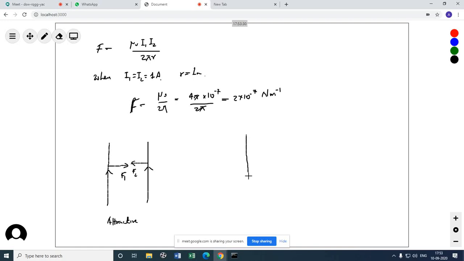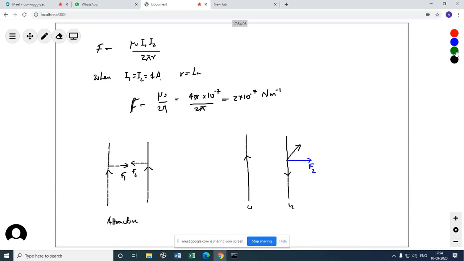What about when they are going in the opposite direction? This is a current carrying wire one, and this is another one. You can clearly see the magnetic field of the first wire. This is L1 and this is L2. Let's say the first wire's magnetic field will be this side. If I use Fleming's left hand rule, field is there, current is down, so you can see the force is this way. This is the force on 2.